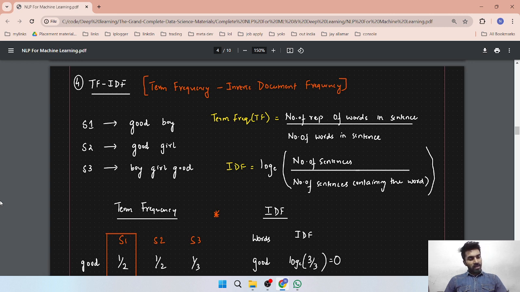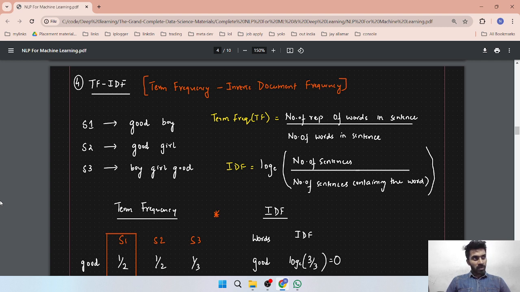So let's start our NLP discussion. Today is the second lecture of NLP. We will now learn the TF-IDF vector, and how TF-IDF works: term frequency, inverse document frequency. TF-IDF is better than one-hot encoding and bag of words. How is it better?